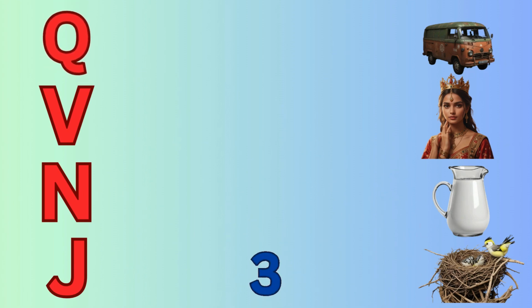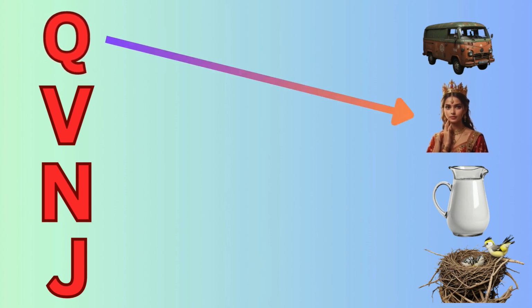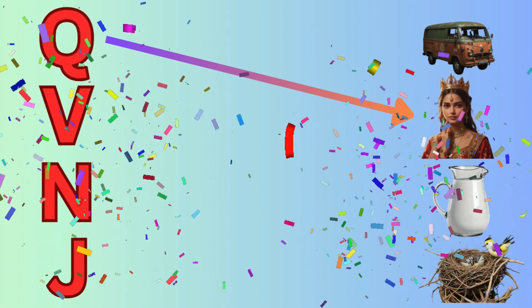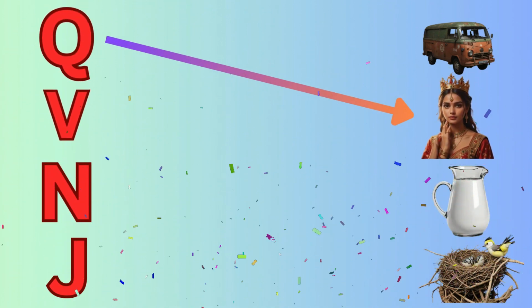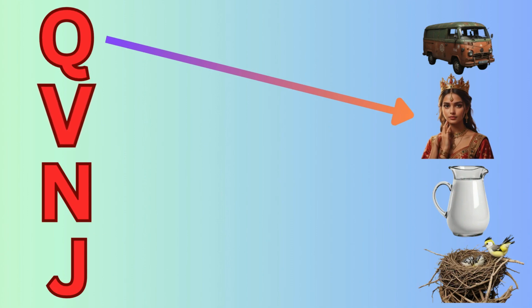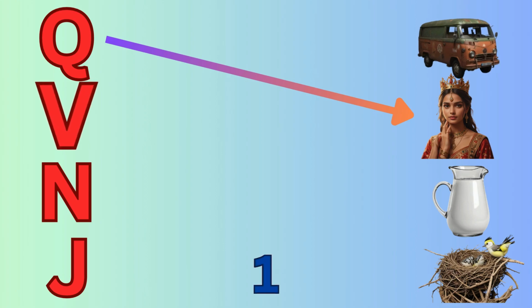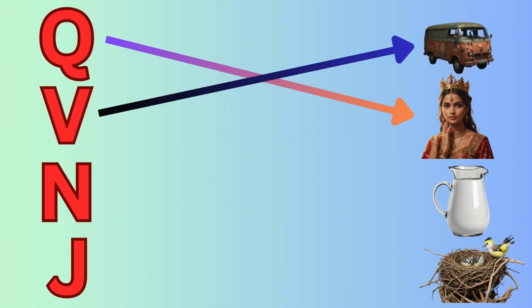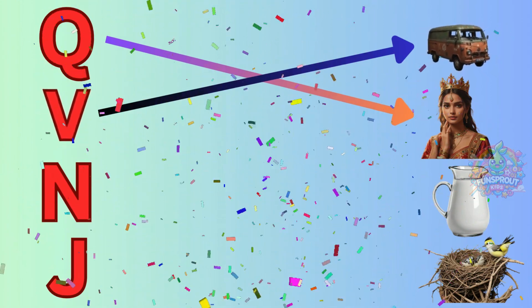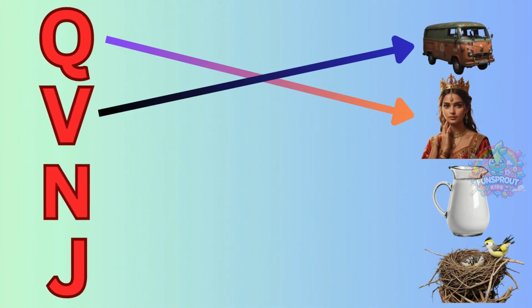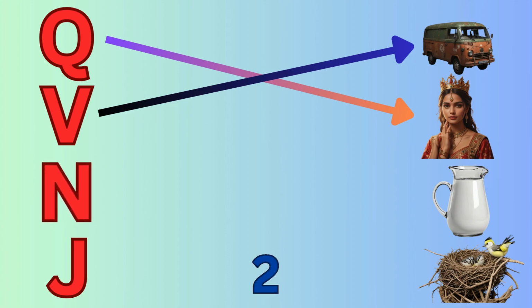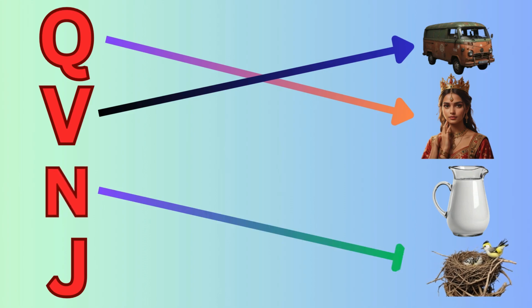Q for queen. Yoo-hoo! V for van. N for nest.